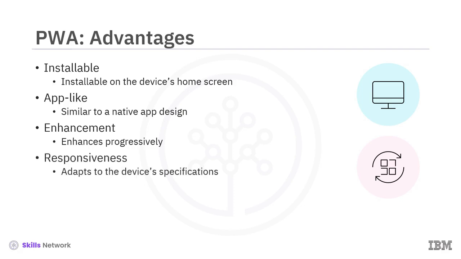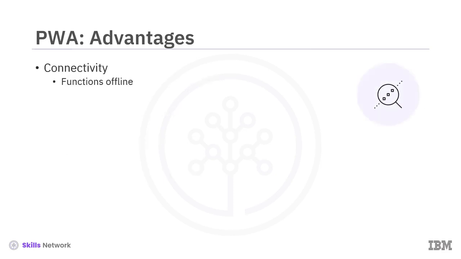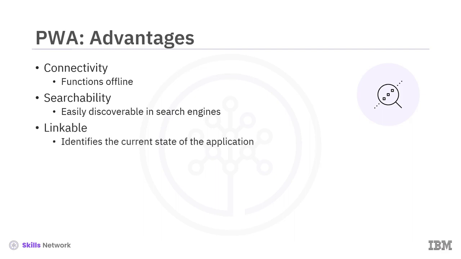The user interface, UI, of a progressive web application adapts to the device's form factor and screen size. It can function in places with low connectivity and even offline. It is easily discoverable in search engines. This is a major advantage in terms of searchability if you compare it with native apps. It uses Uniform Resource Identifier, URI, to identify the current state of the application. This allows the web app to maintain or reload its state when the user bookmarks or shares the app's URL.